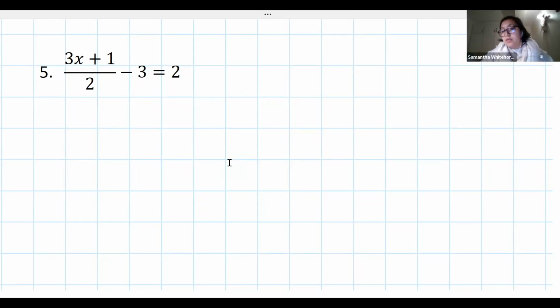I'm going to give you a few minutes, and then we'll see how you go. Remember those inverse operations. Remember all the things we've spoken about through these examples, and try question 5 for me.